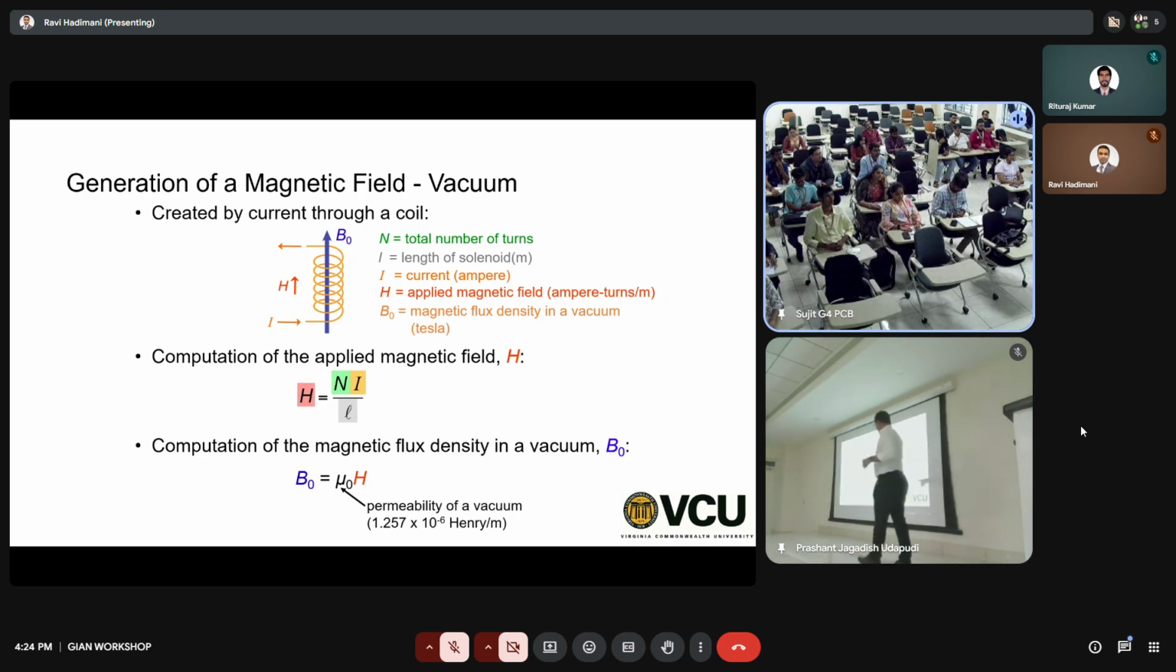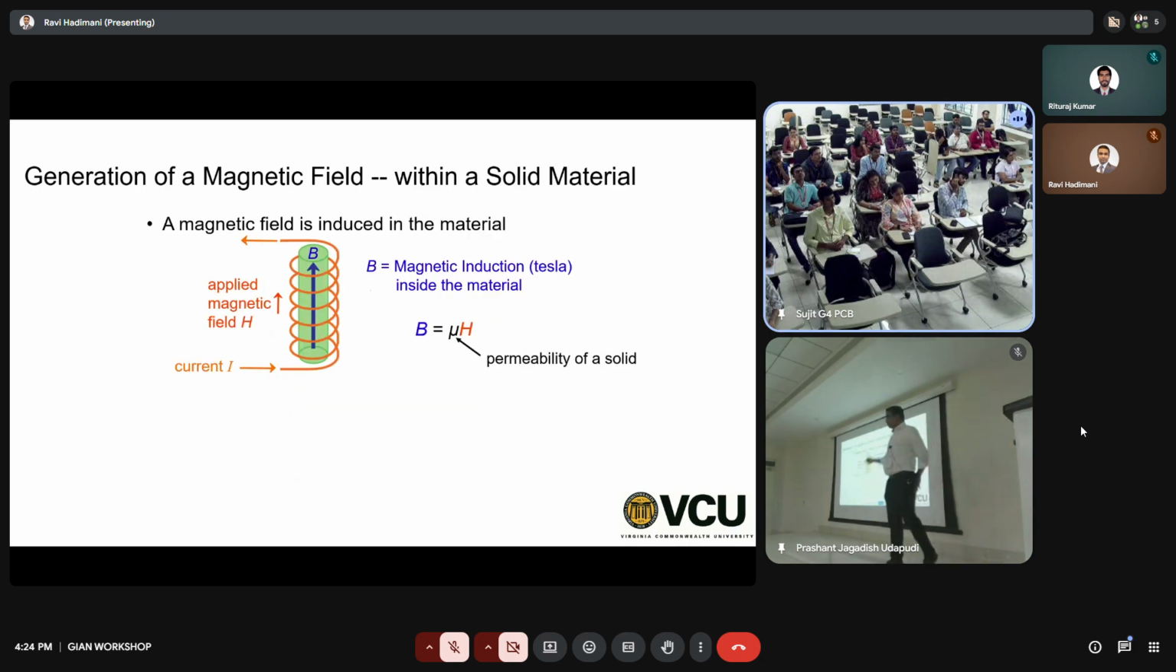So B is the material response, H is the field that you generate. Is that clear? Now you put an iron core there, so it will have a certain B, that is the magnetic flux density, and that depends on the permeability of that material. Just like resistivity determines the current when you apply a voltage, permeability determines B when you apply a magnetic field. It's just straightforward.